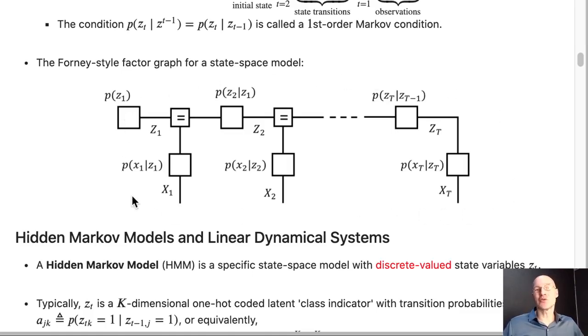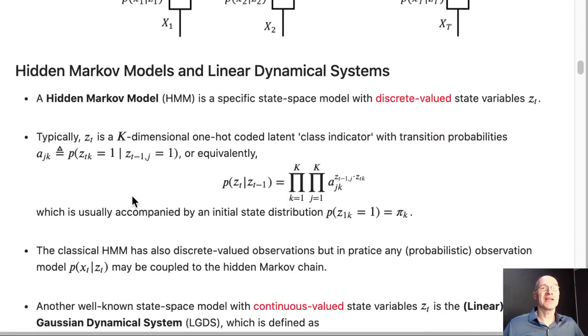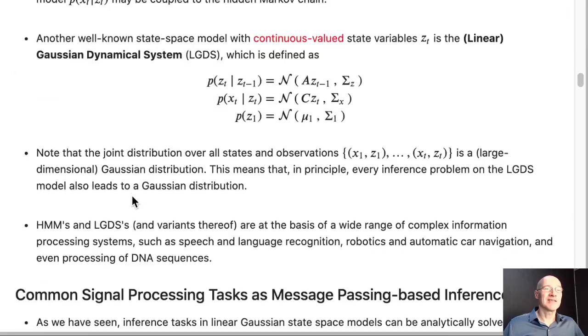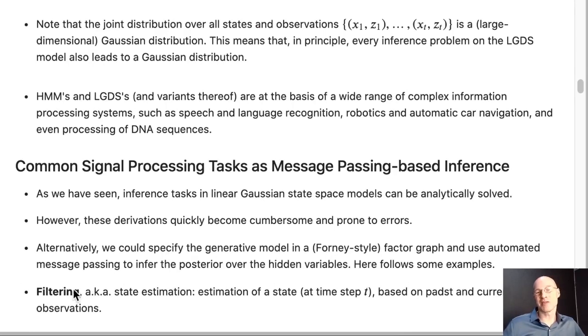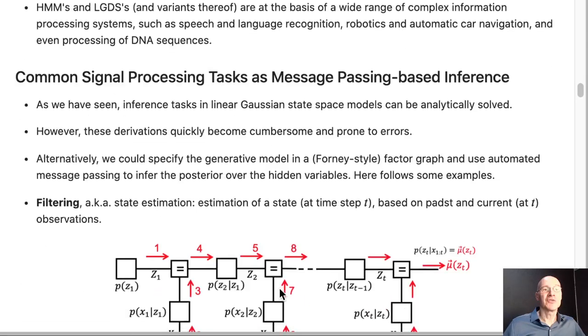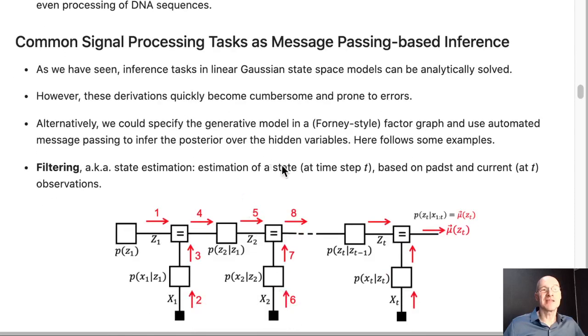So now I want to do something with it. And in, let's say, signal processing, there are three very common tasks. One is called filtering, or state estimation. The idea is to estimate the hidden state, so z of t, based on the past and current observation. So everything up till now.